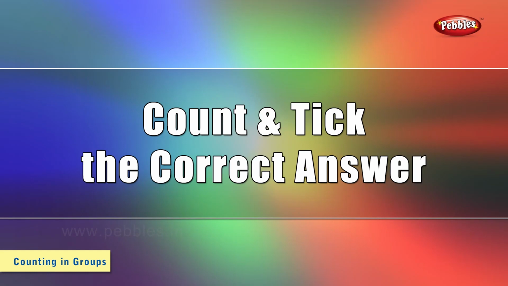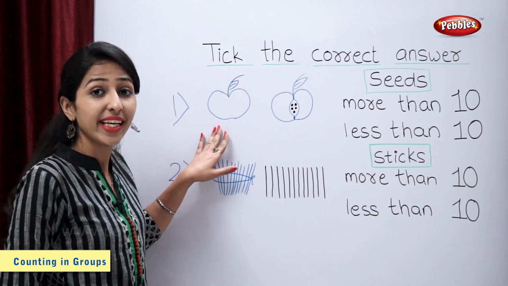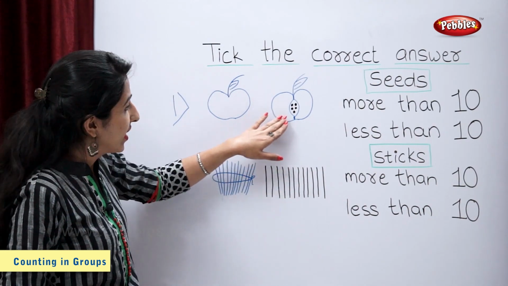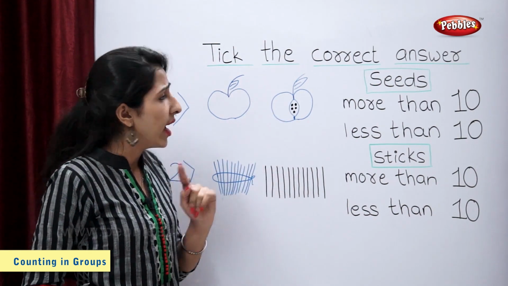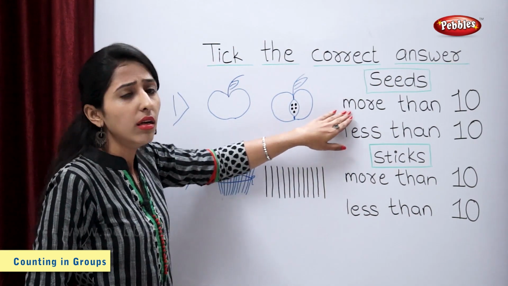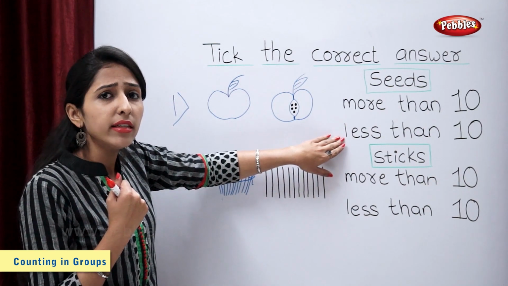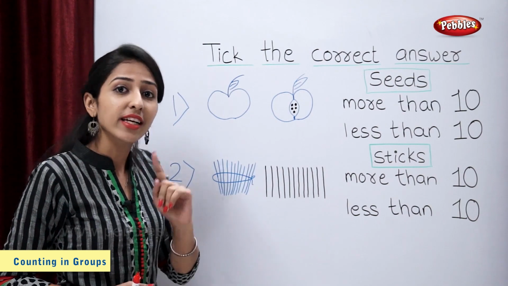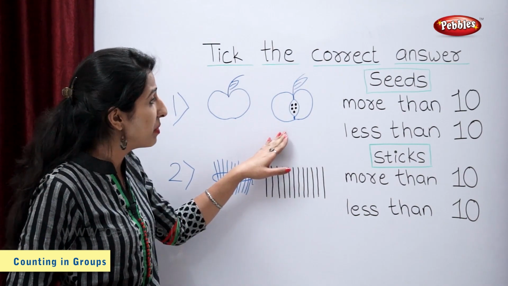Count and tick the correct answer. This is an apple. It has some seeds. Are the seeds more than 10 or less than 10? Let us find out. Let's count the number of seeds in this apple.